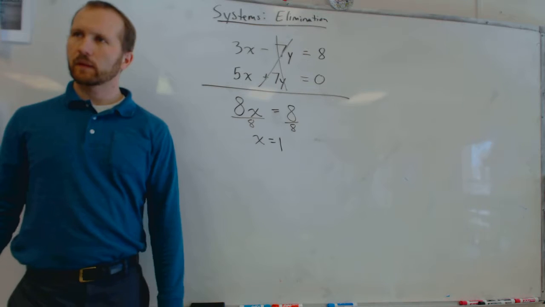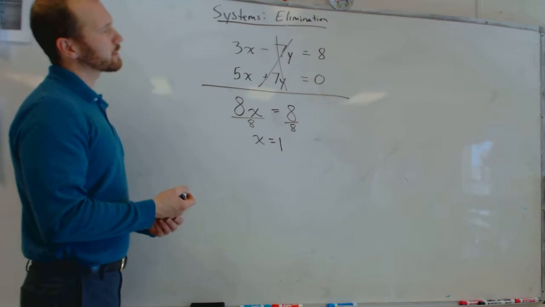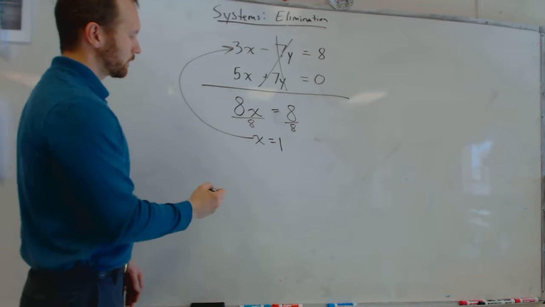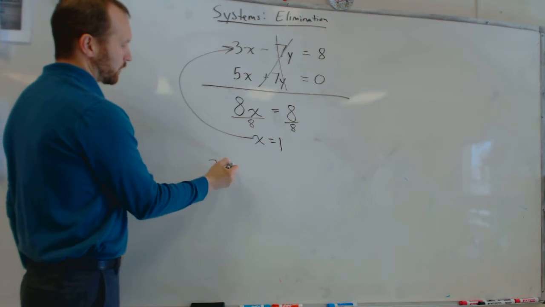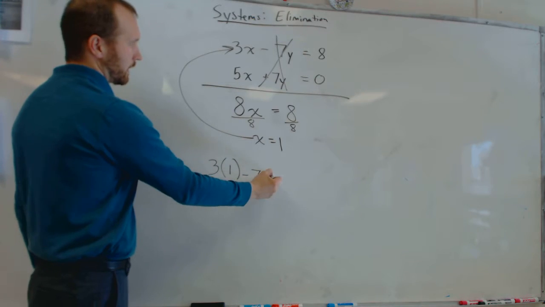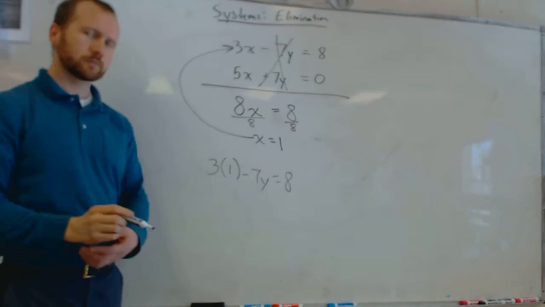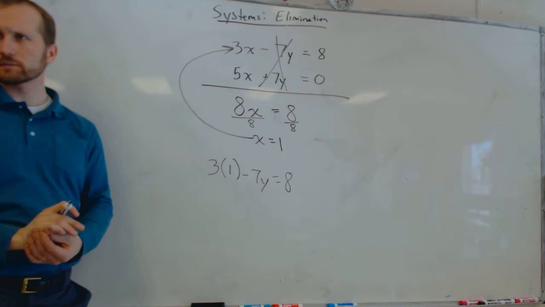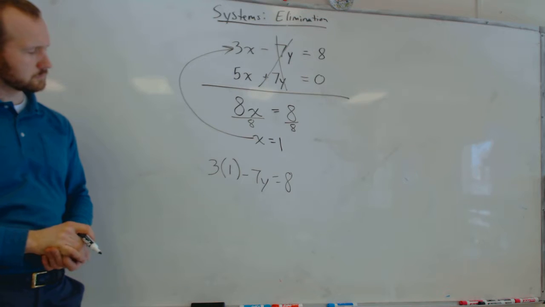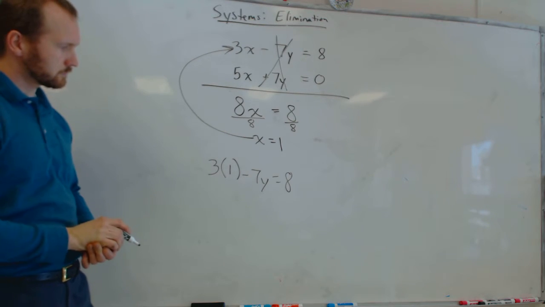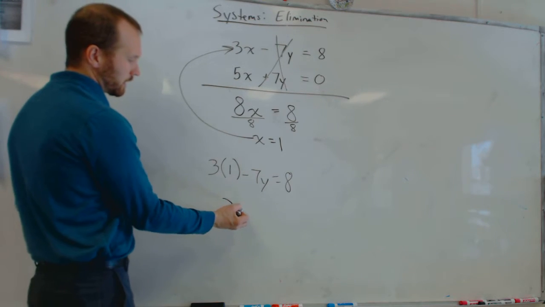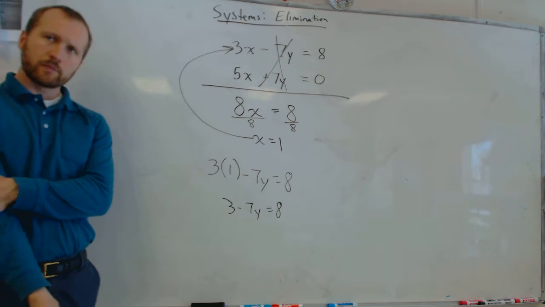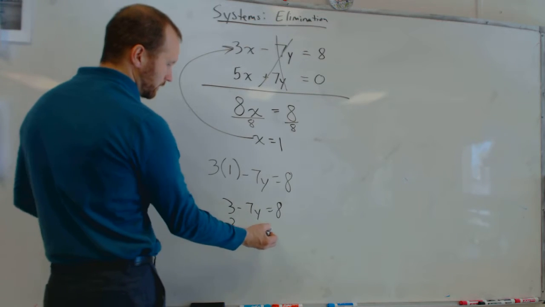And then plug it into one of those. Which one do you want to plug it into? Anyone. Okay, first one. So 3 times 1 minus 7y equals 8. What do I do now? Wouldn't that just be 3 minus 7y? Yeah, it's just 3 minus 7y equals 8, because 3 times 1 is just 3. And then subtract the 3. What do I have?